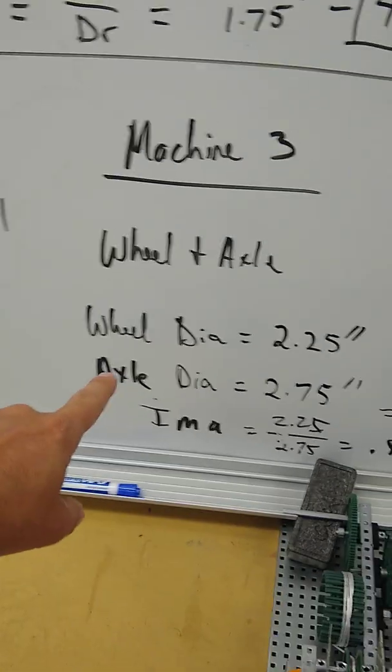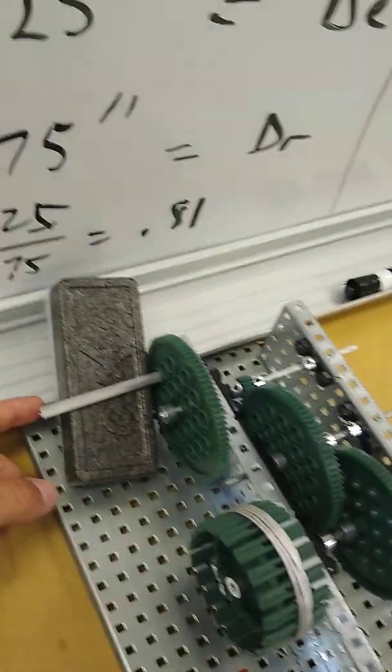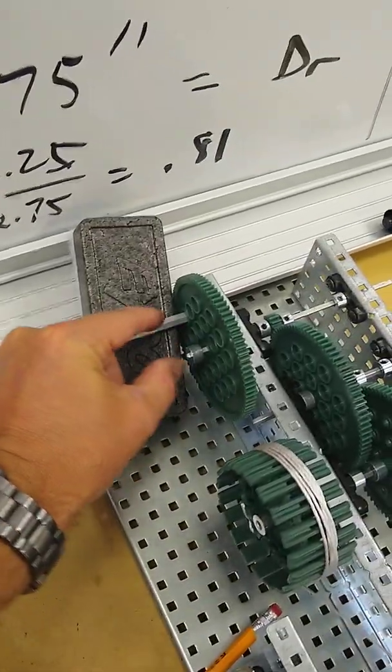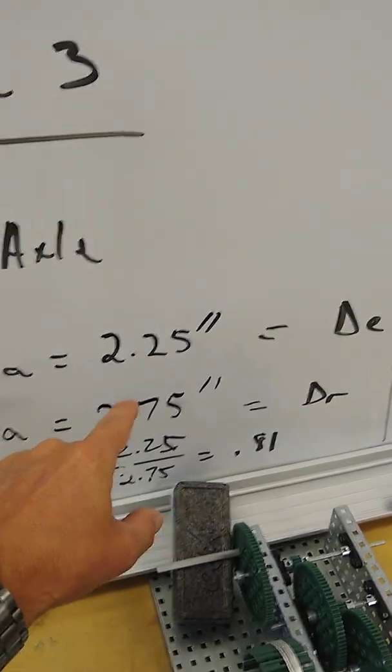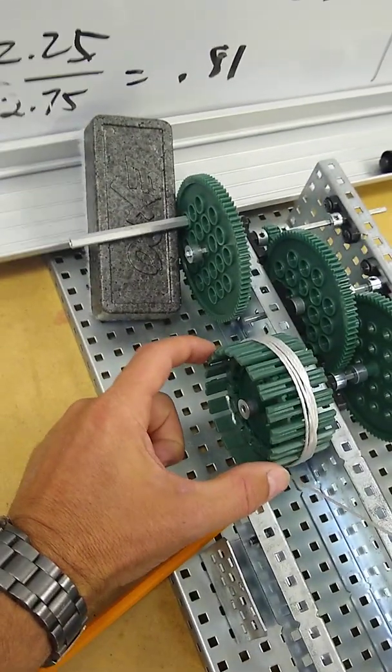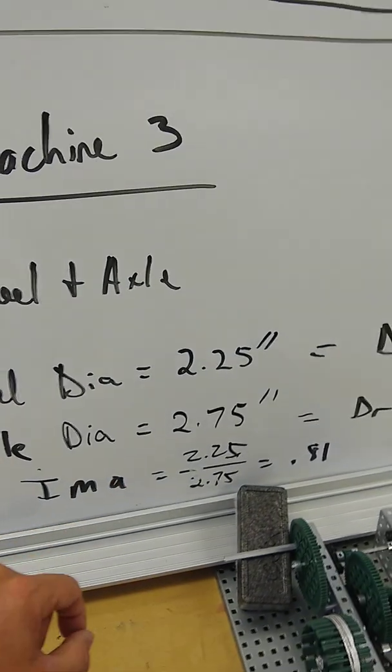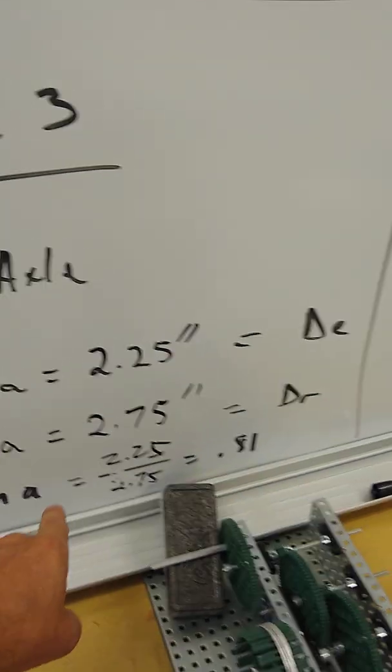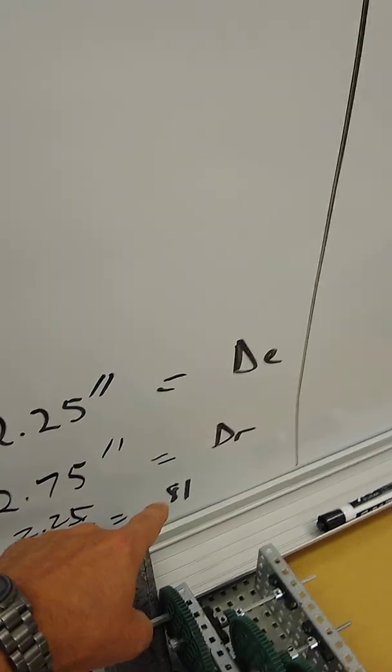And then our wheel and axle. The diameter of this, this radius times 2, is 2.25 inches. That would be my DE, that's the wheel. And then my axle diameter would be the diameter of this spool right here, which is 2.75 inches. That gives me an ideal mechanical advantage of 0.81.